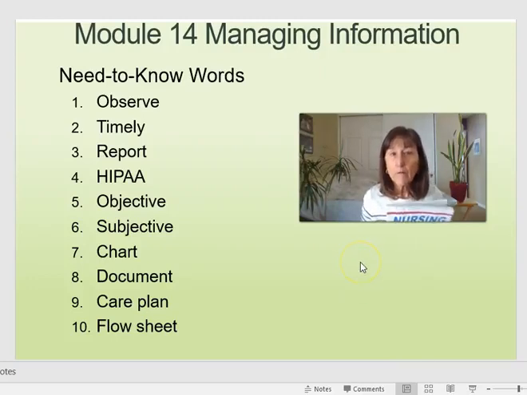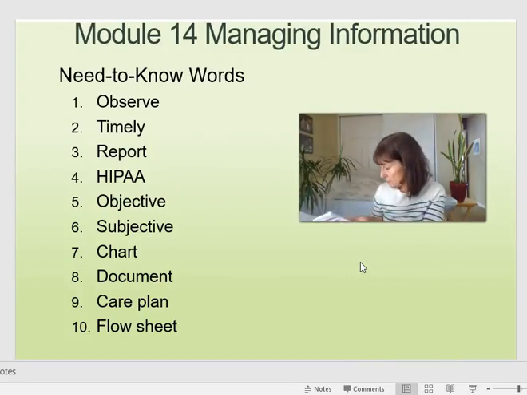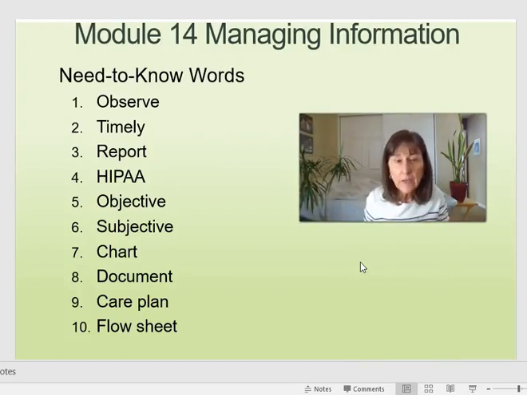Okay, we're going to go over Module 14, Managing Information. It's page 127 in your book, Chapter 14. So here's your need to know words. We're going to go through them, but the first thing I want to do is show you the care plan that we've talked about and the flow sheet, and that's where we document on.